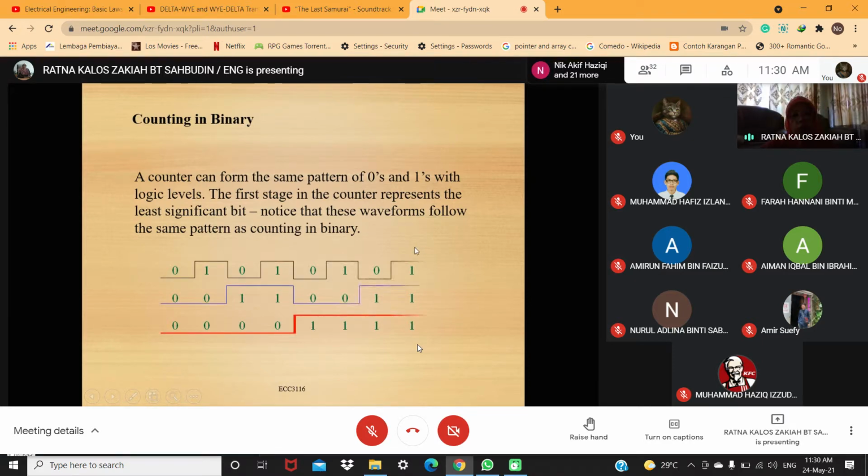Now you can see this pattern here, or we call this the timing diagram. The top here is the least significant bit and the bottom one is the most significant bit. So if you look at the counter here, reading the most significant bit first, 0 0 0 is 0, 0 0 1, 0 1 0, 0 1 1. This is equivalent to what? 0 1 2 3 4, 5. 1 0 1 is 5. 1 1 0 is 6, 1 1 1 is 7.